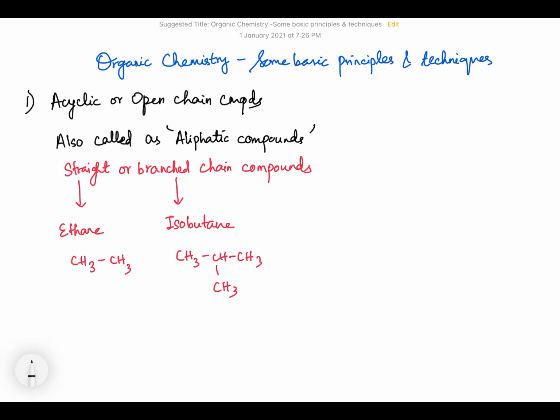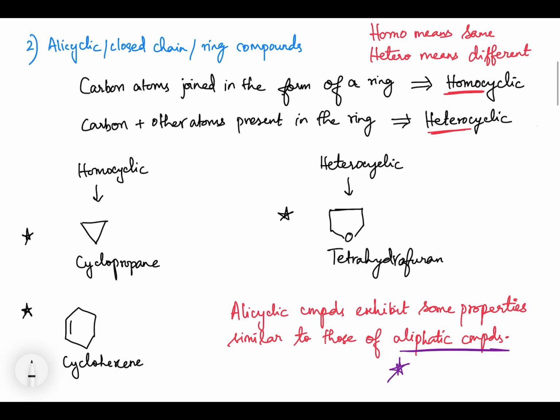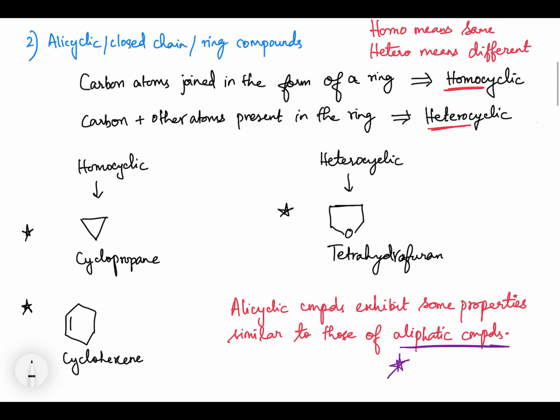You can see them as straight or branch chain compounds. A straight chain compound example is ethane. So any alkane, if the alkane is present in a straight chain, it will be considered as a straight chain. Now, what is branched? Branched means, for example, you can see isobutane. There is a straight chain which contains 3 carbons and the 4th carbon is branched. I hope you understood what are acyclic or open chain compounds or aliphatic compounds.